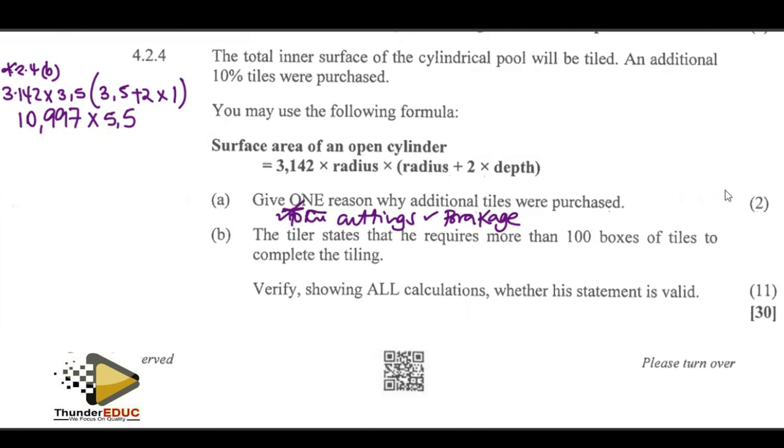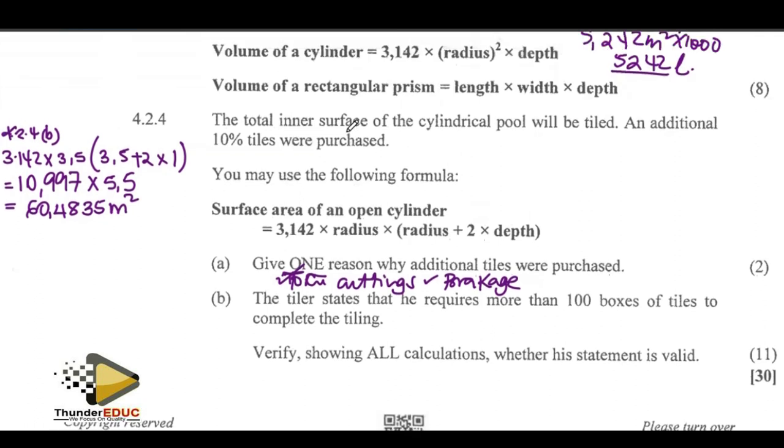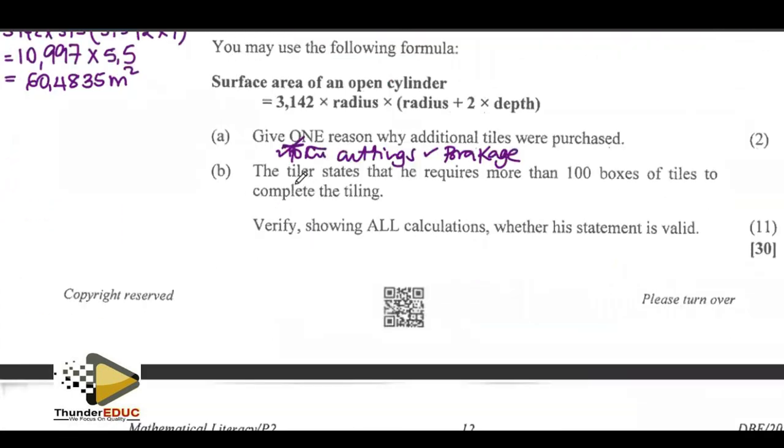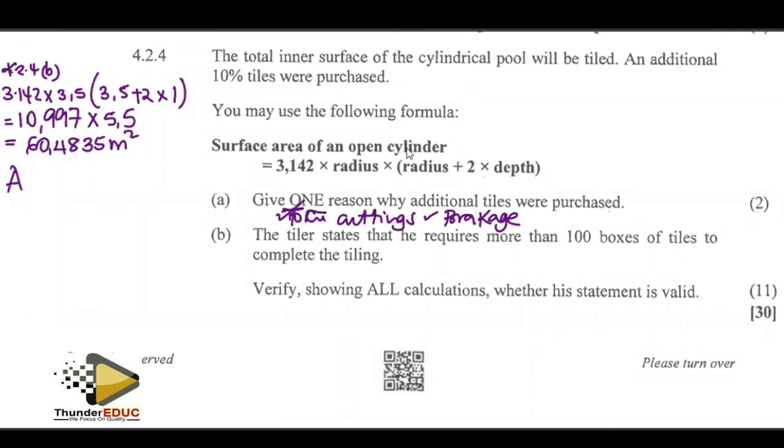So this is 60.8435 meters squared. Remember, that's the area to be covered. Then, for you to find out the number of tiles to be used, we shall get the area to be covered divided by the area of only one tile. We shall get the 60 divided by 10 over.